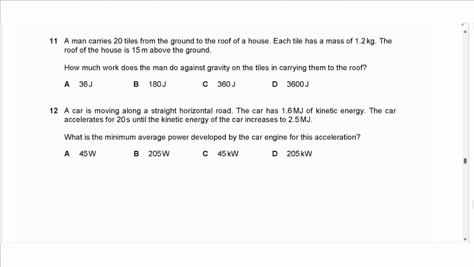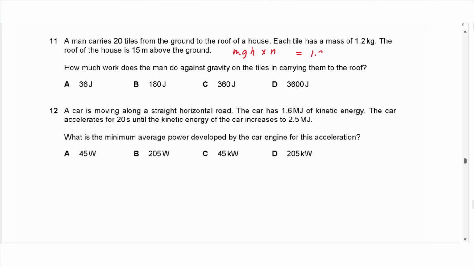Question 11 says a man carries 20 tiles from the ground to the roof of a house. Each tile has a mass of 1.2 kilograms. The roof of the house is 15 meters above the ground. How much work does the man do against gravity on the tiles in carrying them to the roof? So the energy or the work done is the change in gravitational potential energy, so mgh, and then we multiply by the number of tiles.